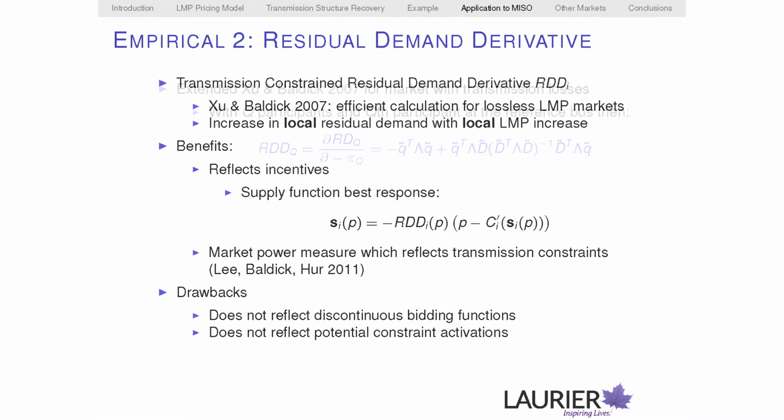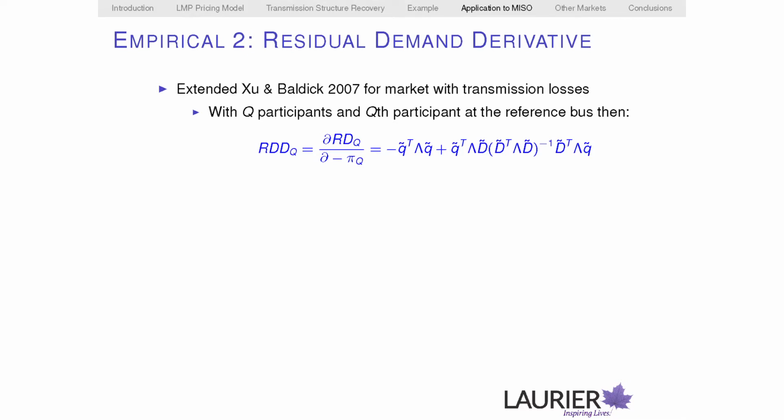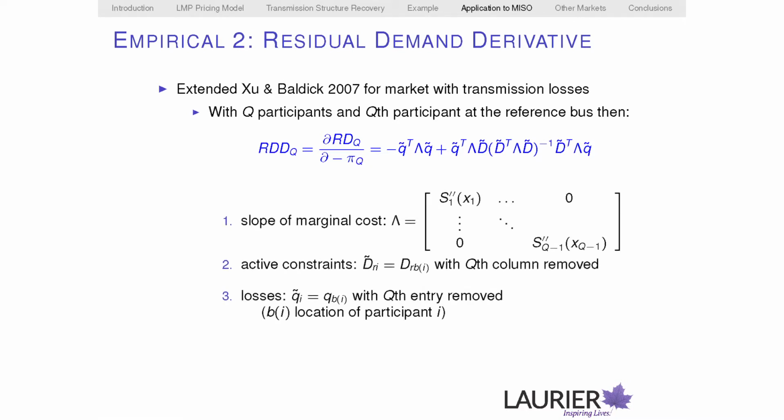So here's the actual formula. We adapted this for our market with losses. The components of that formula are the slope of the marginal cost, so the second derivative of the total cost, and the parameters of the currently active constraints, which affect how easily power from one part of the grid can be moved to another part. And then the losses also play a role.